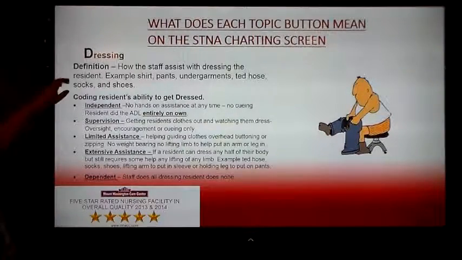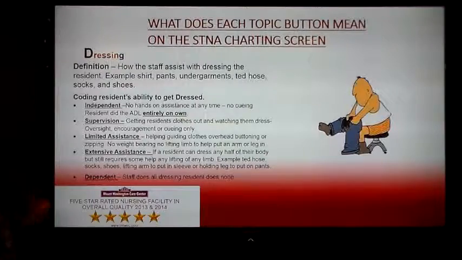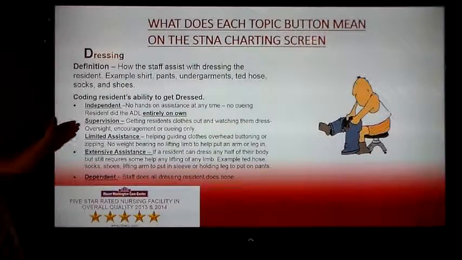Dressing. Definition, how the staff assists with dressing the resident. Examples, shirt, pants, undergarments, Ted hose, socks, and shoes. Coding a resident's ability to dress. Independent, no hands-on assistance any time, no cueing, the resident does it entirely on their own. Therefore, they walk out of the room fully dressed, you did not need to provide any assistance.